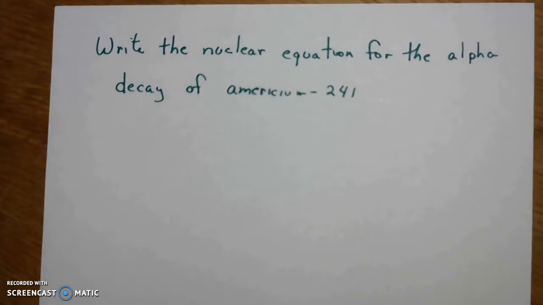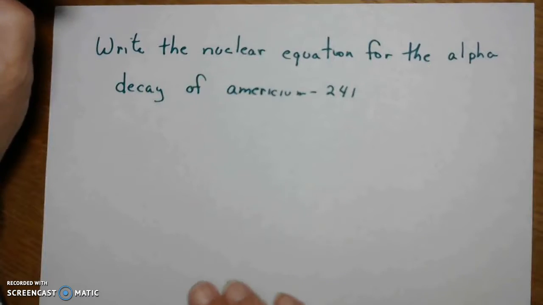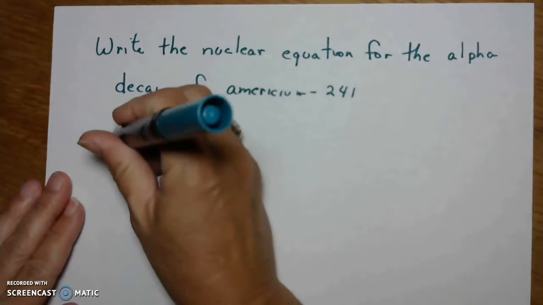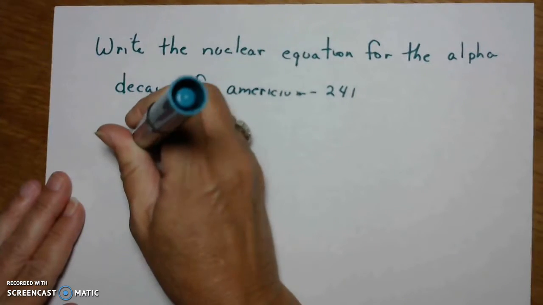Okay, so this is our first example. We're asked to write the nuclear equation for the alpha decay of americium 241. So first we look up on the periodic table and get the symbol for the americium.